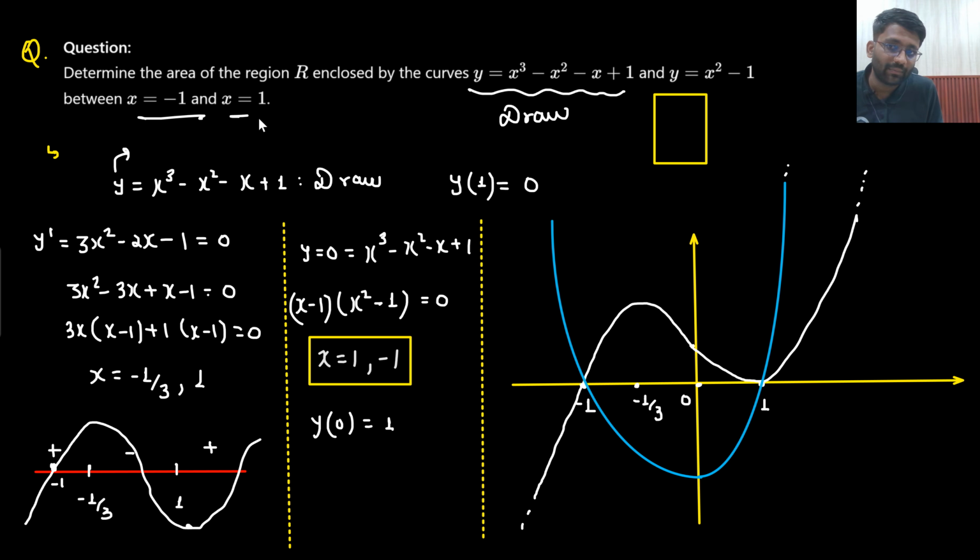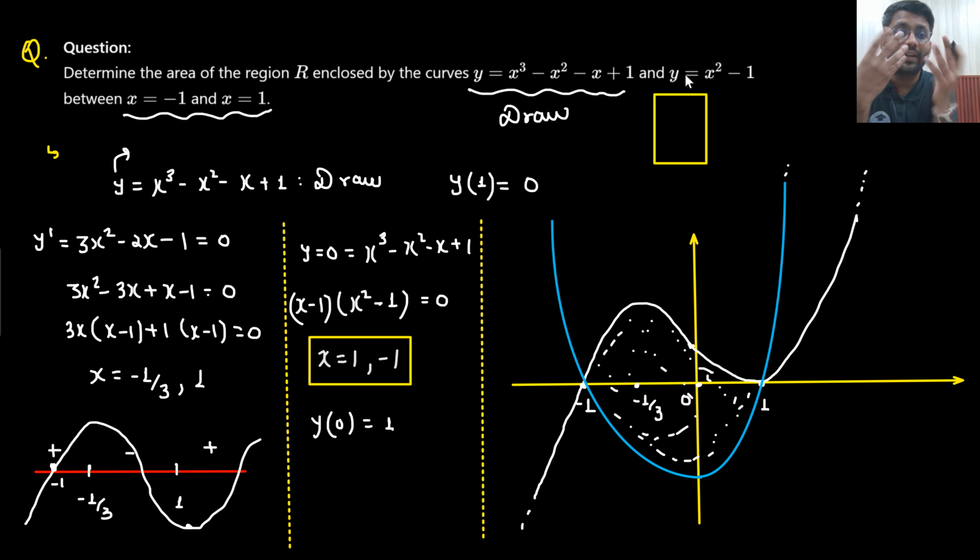Why is that so? Because they are asking between -1 to 1 only. That means they are asking only this much region. This is the region that they are asking, because it is specifically mentioned that you need to find out between -1 to 1. Now they may cut again, but where both of the graphs cut, that point I don't even need to find out, because they are asking the area enclosed between -1 to 1 only. So this will be that region. Now this -1/3 is not a matter of concern, so I will remove it. This also I will remove. So this is the region that they are asking.